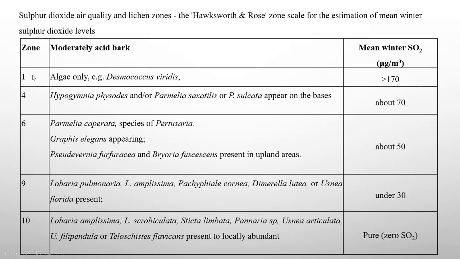Now, zone 1 indicates heavy pollution of sulfur dioxide. Here no lichen species can survive. Here only algae such as Desmococcus viridis can grow. On the other hand, in the zone where there is no sulfur dioxide, or the sulfur dioxide is under 30 microgram per meter cube, species of lichens tabulated here appear on the trunk. So by determining the specific distribution of these species within a particular area, we can determine the quality of air within that particular area.